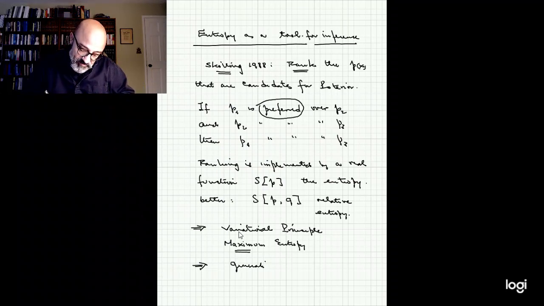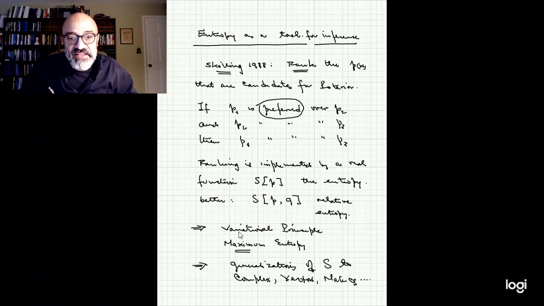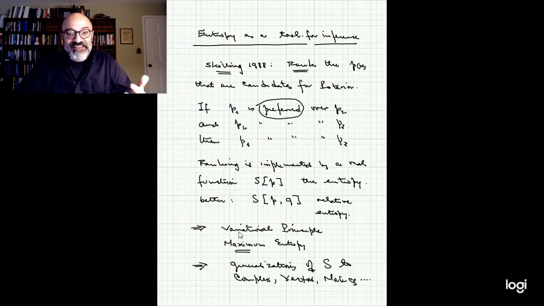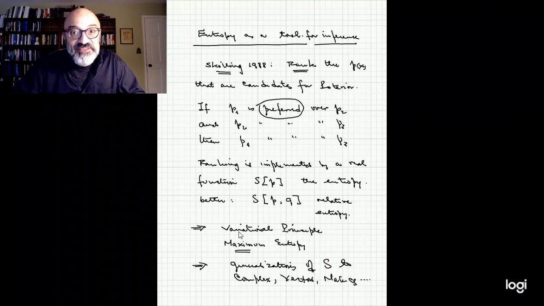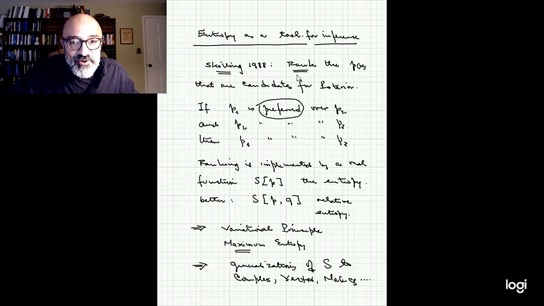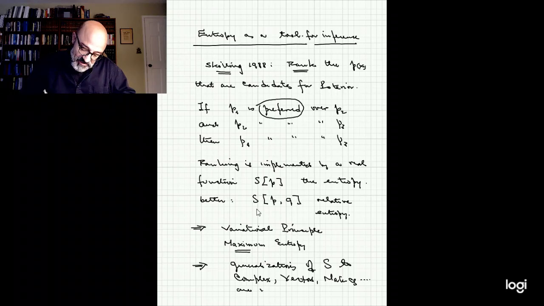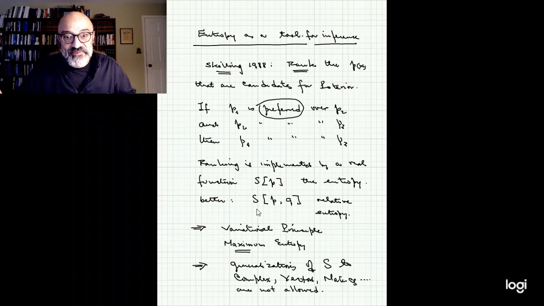Generalizations of S to complex numbers, vectors, matrices, and all that are ruled out. It makes no sense to have a generalization of entropy to complex numbers. Why? Because complex numbers do not allow you to order probability distributions. There is no order there. So it doesn't allow you to function according to this purpose. So generalizations are not allowed. Not because there is anything untrue about a complex entropy, it's just that it wouldn't work to perform the function that you're trying to design it for.